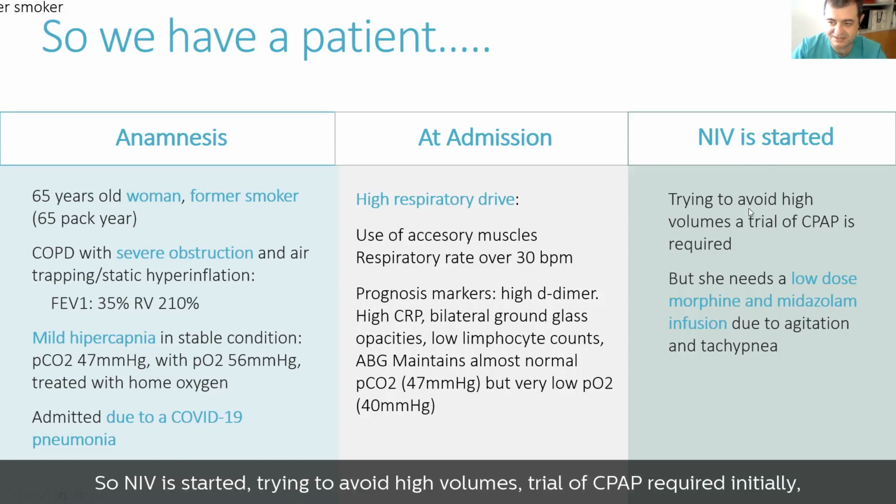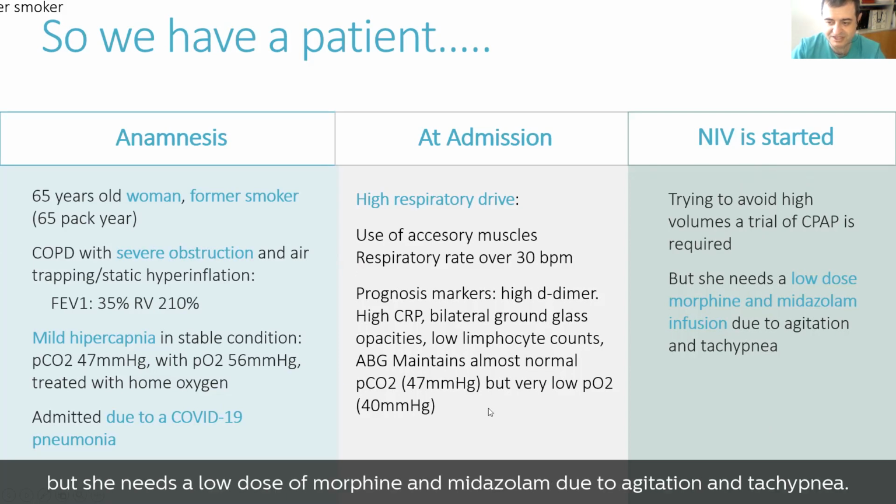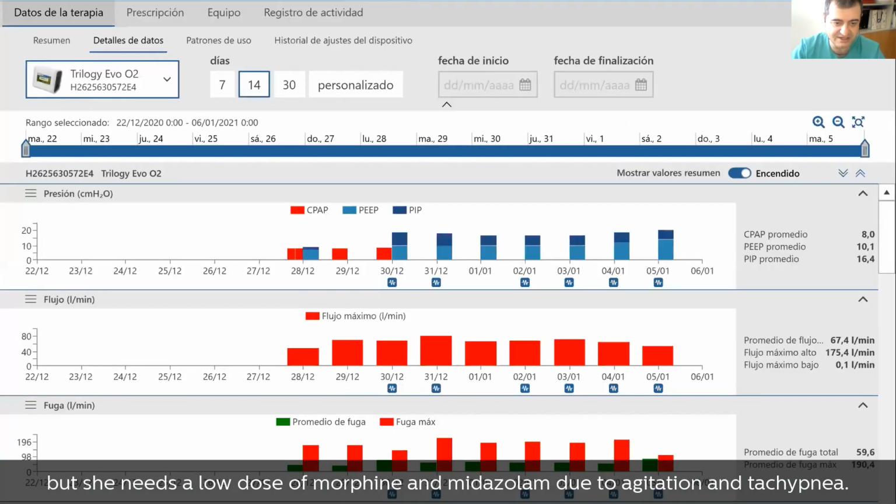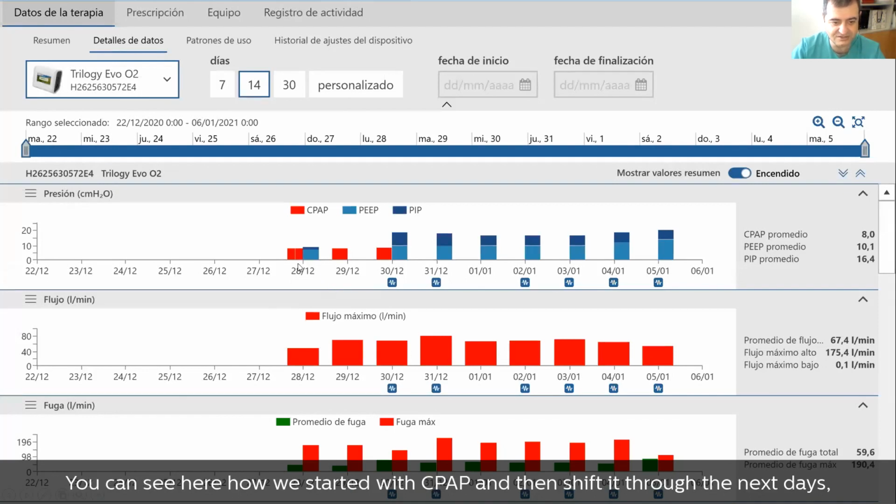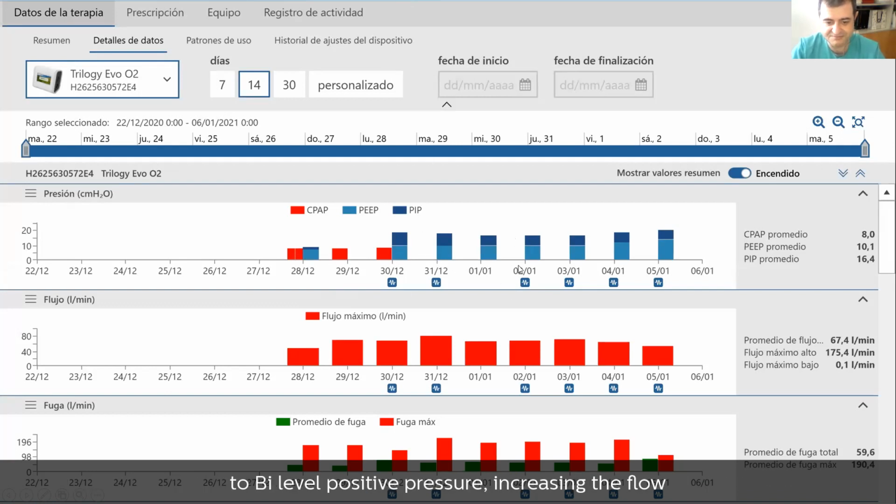So NIV started, trying to avoid high volumes. A trial of CPAP is required initially, but she needs a low dose of morphine and midazolam due to agitation and tachypnea. You can see here how we started with CPAP and then shifted through the next days to bilevel positive pressure, increasing the flow, and with a reasonable leak with some high pressures.